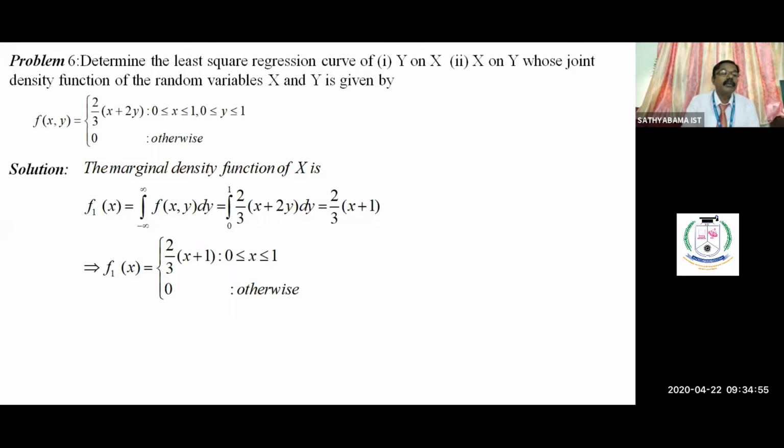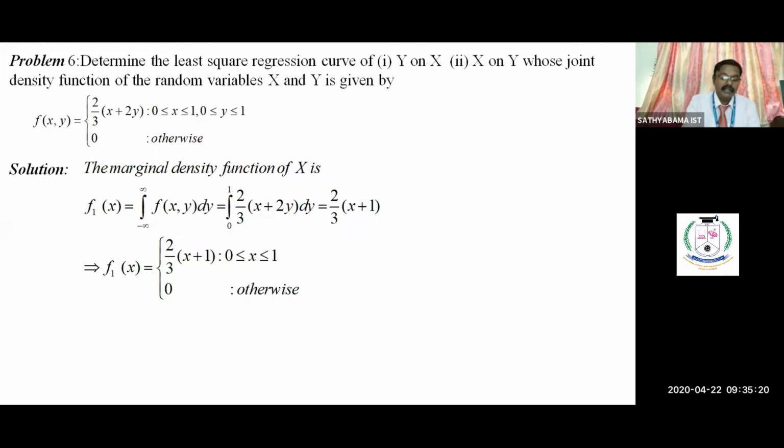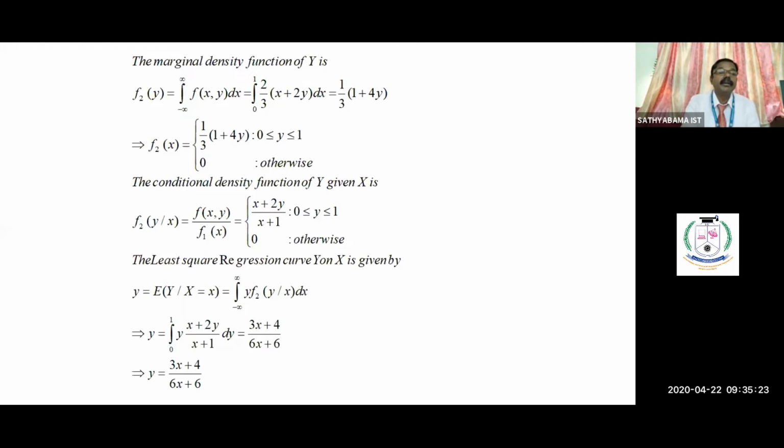In the same way, we are going to find the marginal density function of y. How do we find that? f2 of y equals the integral of f of xy dx. So the next part is finding the marginal density function of y, f2 of y. Here the x limit is also 0 less than x less than 1, so there is no change in the limit, but we are integrating with respect to x. Okay, what we are getting is 1 by 3, 1 plus 4y. So the marginal density function of y is given by f2 of y.